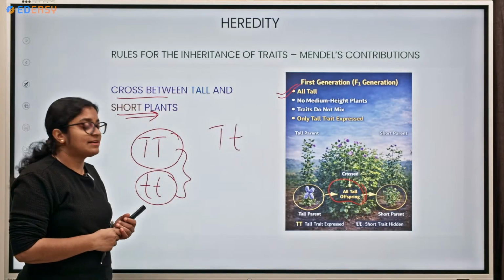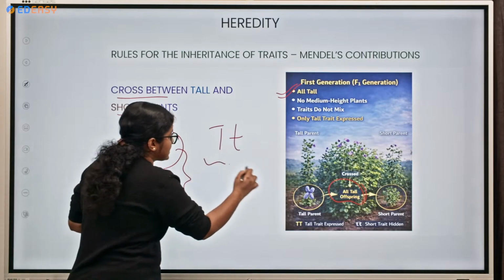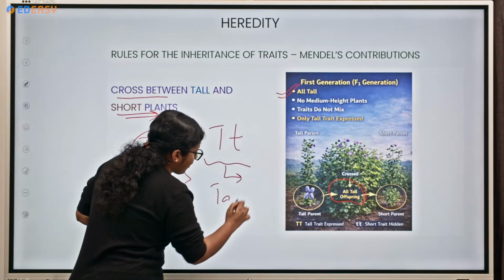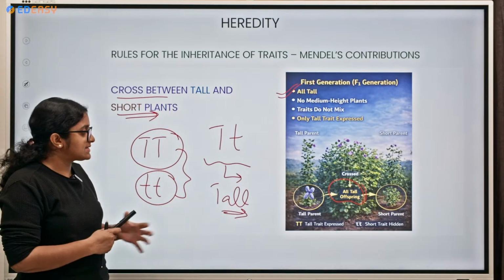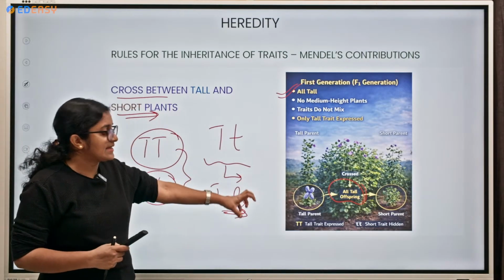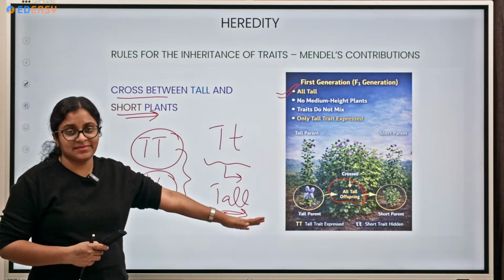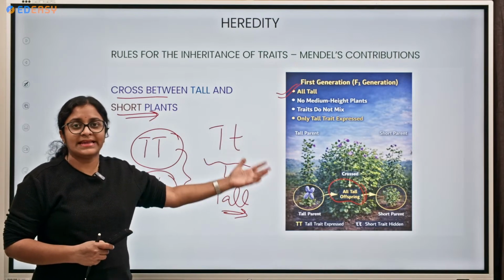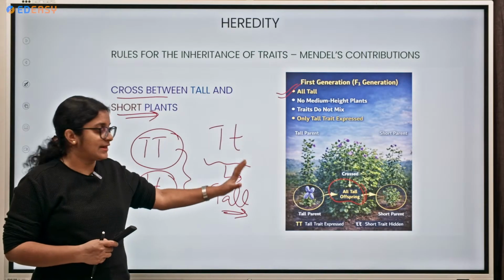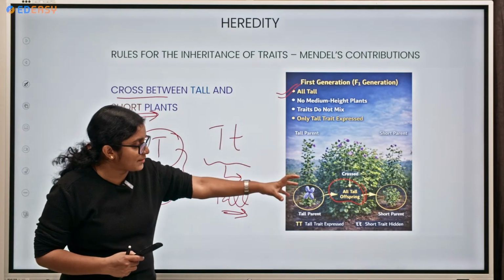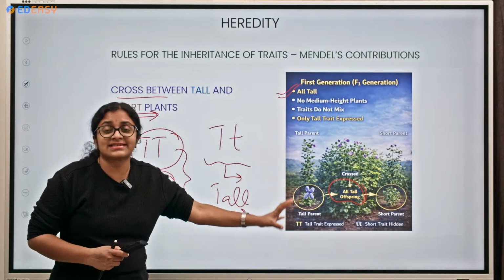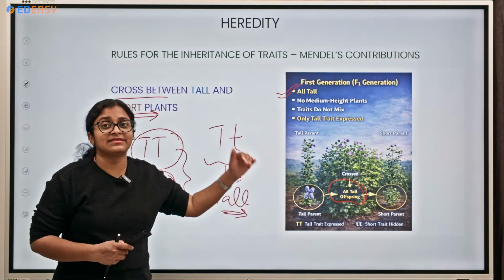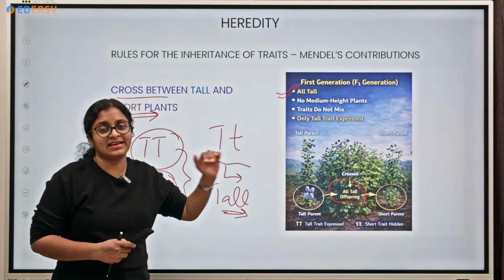Production of offspring, how will it be? We can say all the tall offspring are getting produced. Externally, we can see they look the same, but no medium height plants are going to get produced. So with the tall plant and the short plant, all offspring will be tall. The tallness trait is going to get expressed, but the short trait is getting hidden.